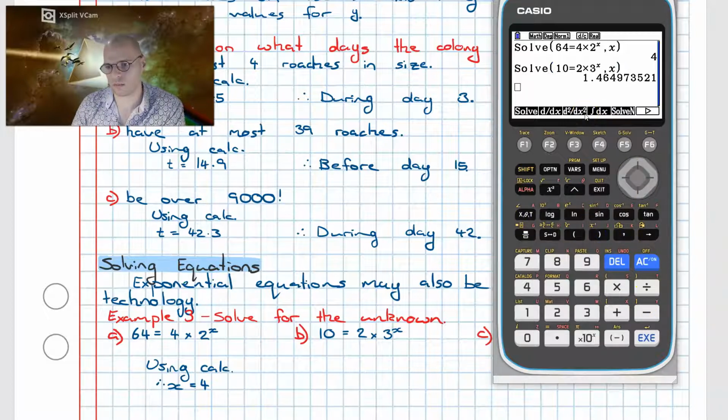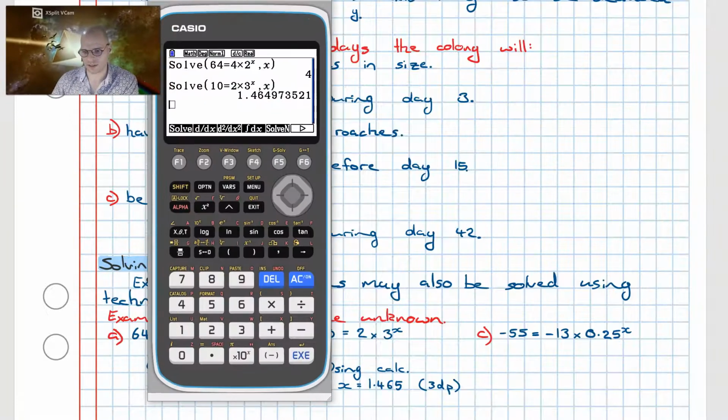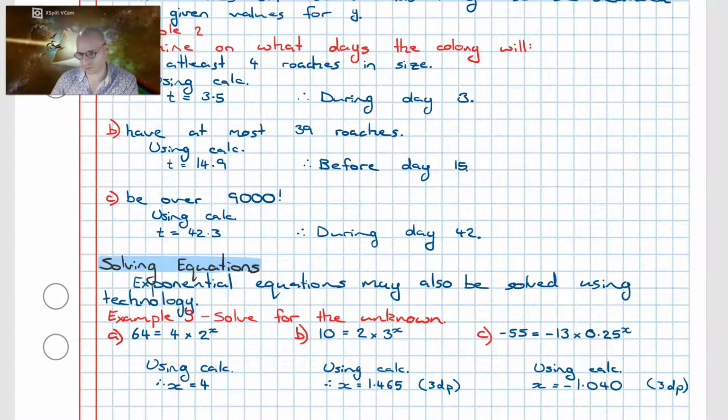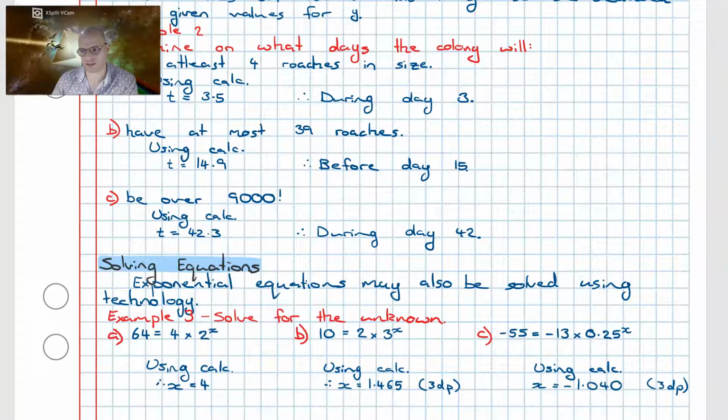The answer is 1.465. Lucky last. Solve negative 55 shift equals negative 13 times 0.25 to the power of x. We are solving for x yet again. Thus our answer is negative 1.04. And thus we solve our exponential equations using our technology here.